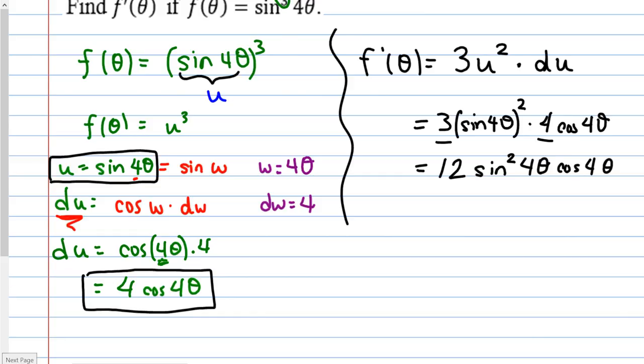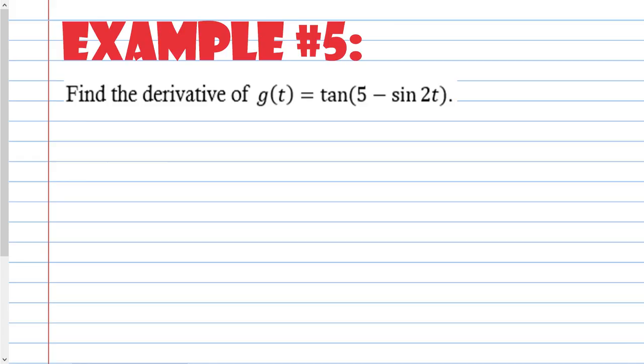Okay. Example 5. Find the derivative of g of t equals tangent of 5 minus sine t, sine 2t. Okay, so normally when we have trig functions, we see something like this. Sine of x, cosine of 3x, tangent of 5x, whatever. See this stuff, right, is what we're either going to take the sine of, or the cosine of, or the tangent of.